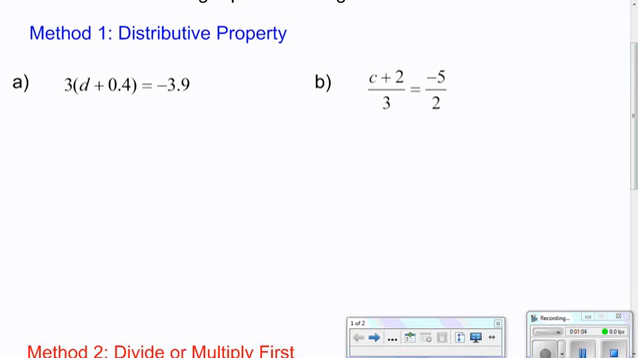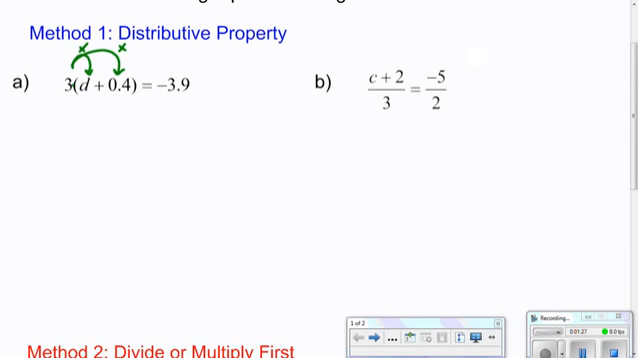So distributive property says that if you have a coefficient outside of a bracket like the 3, it must be multiplied or distributed to every term within the bracket. So that means we're going to go 3 times d, and we're going to go 3 times 0.4. If there was a third term, we would multiply it to the third term inside the bracket. So there's 2 terms, so we multiply it twice.